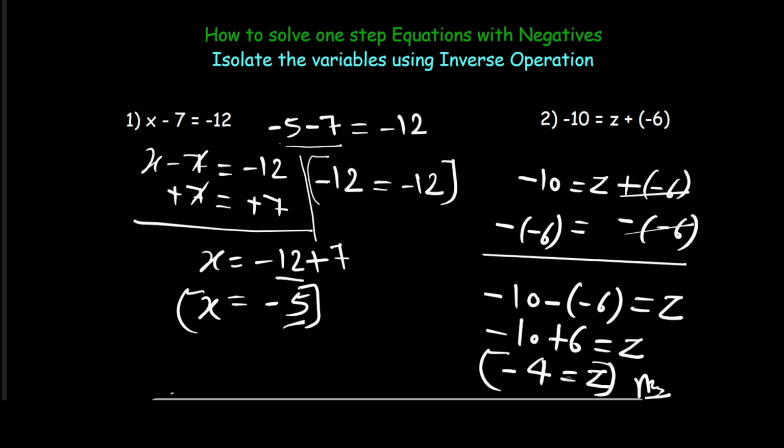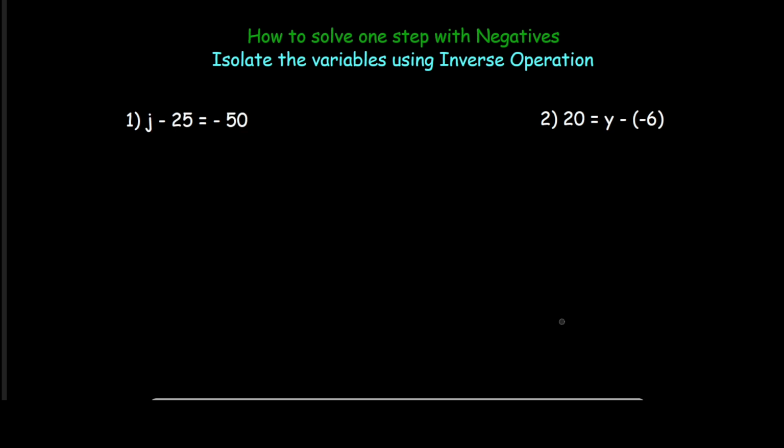If we want to verify that our answer is correct or not, we have to put the value of z, minus 4, in this equation. That is how we solve addition equations with negatives. Let's move on to subtraction.